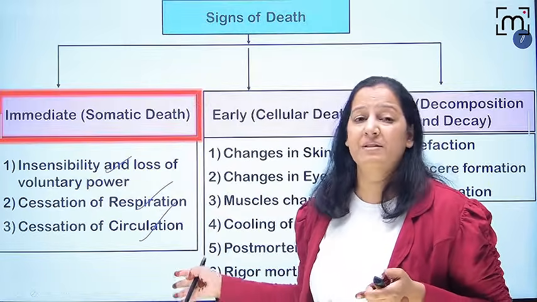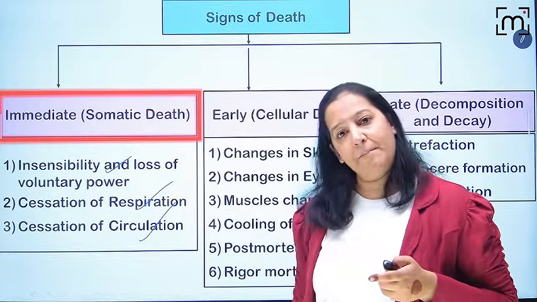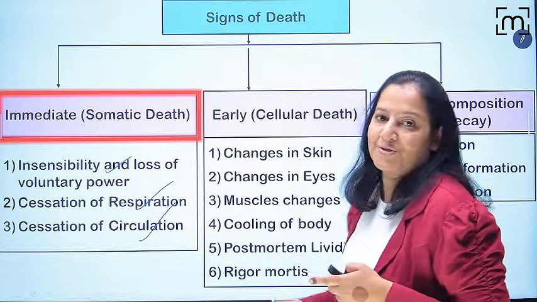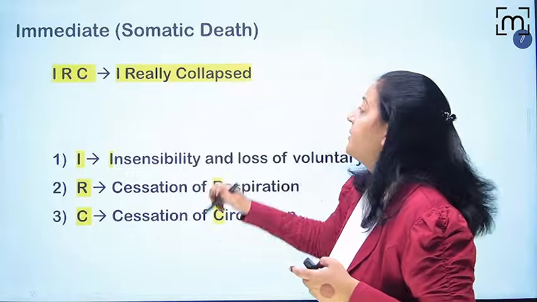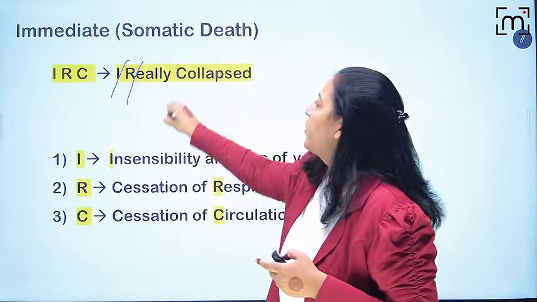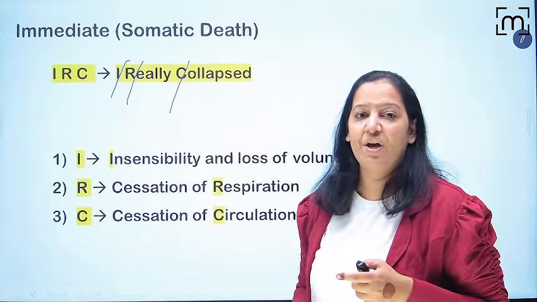Okay, how to learn them? You will say, ma'am, I have difficulty in learning them. So I have a mnemonic for this also, this also, this also. We will see 3 mnemonics. First, you see the mnemonic of immediate changes. The mnemonic is I really collapsed. IRC.